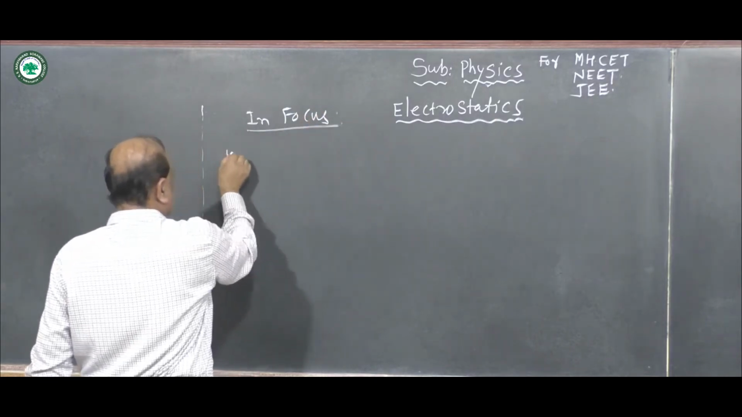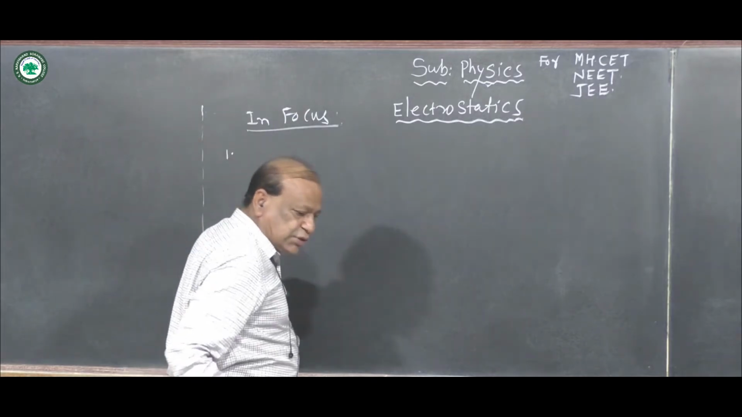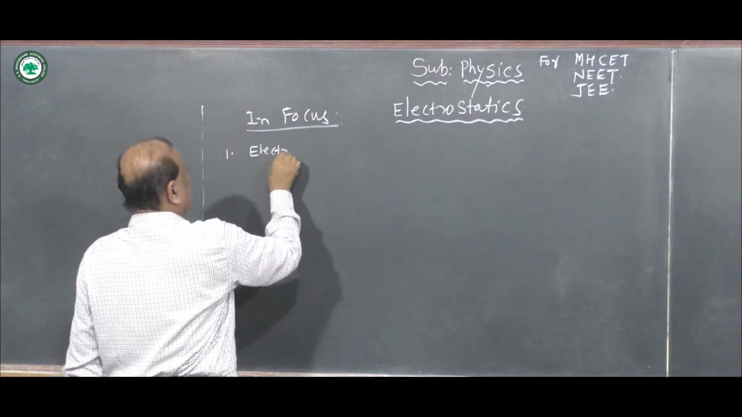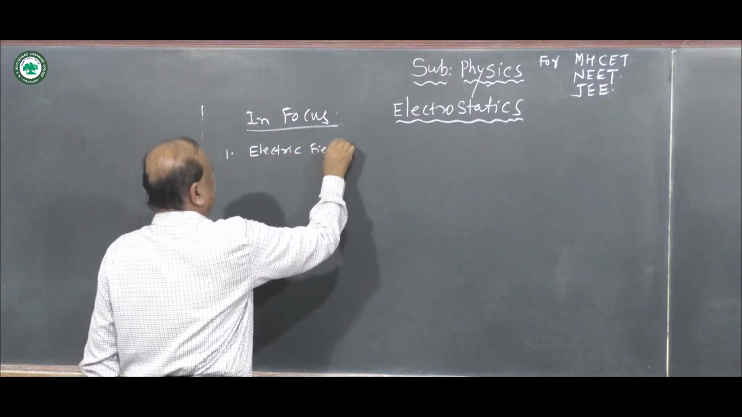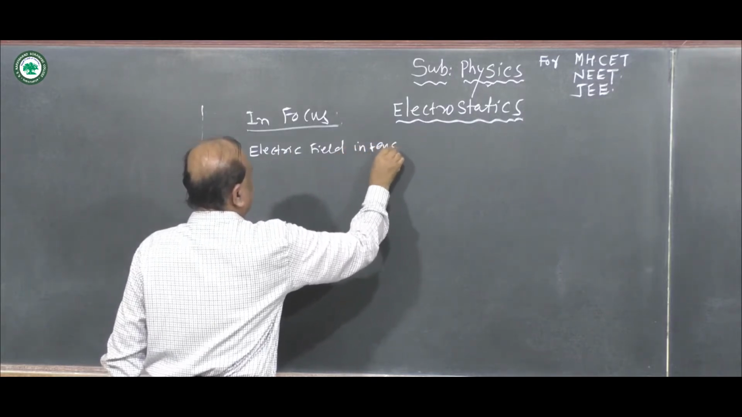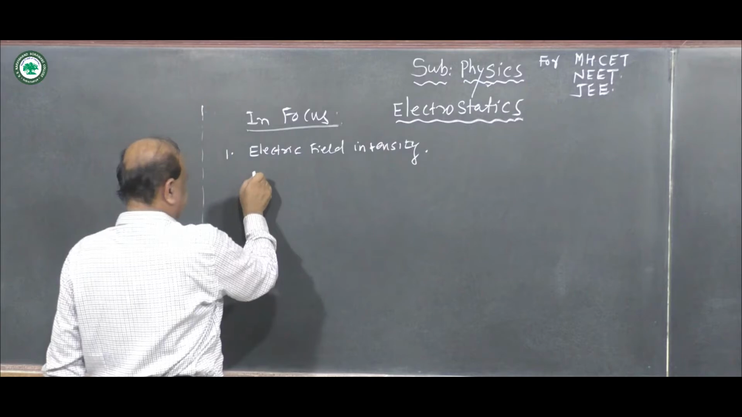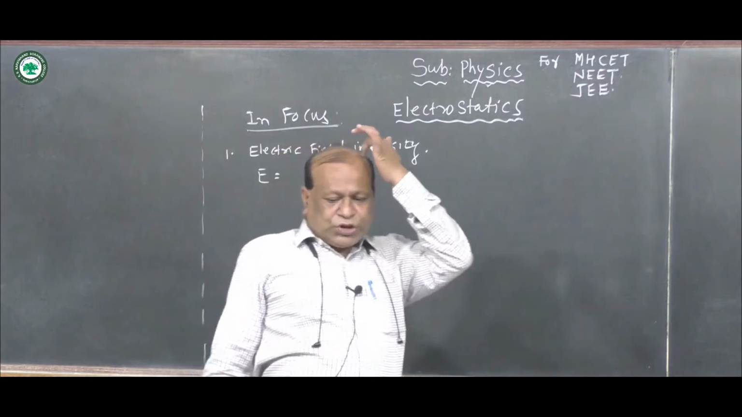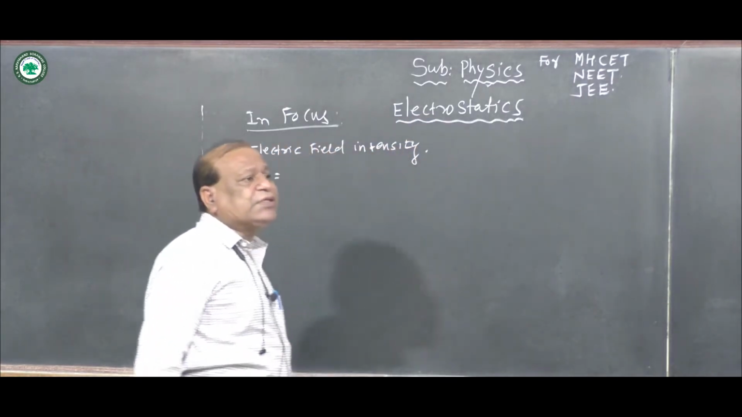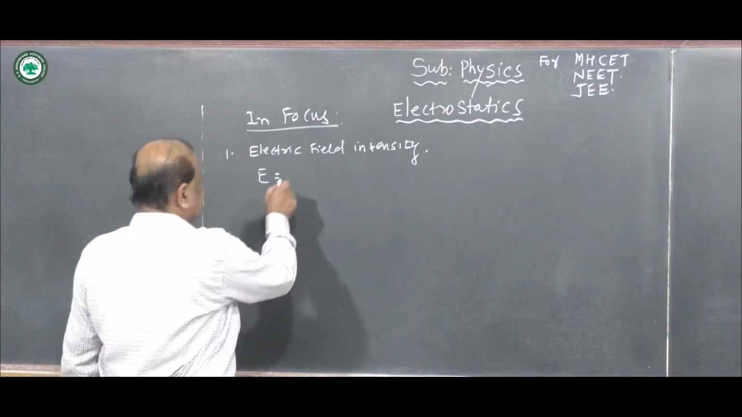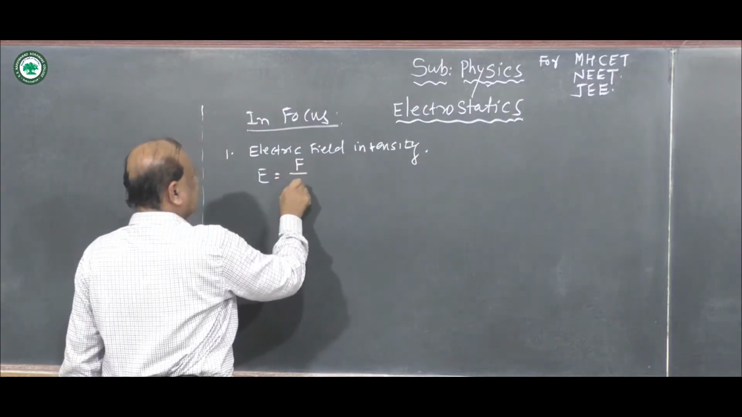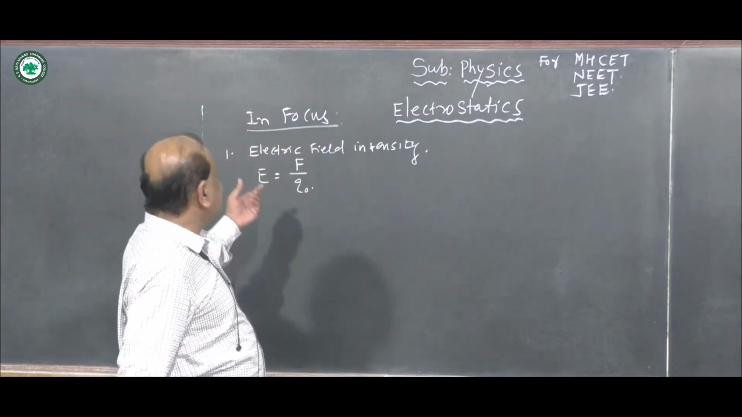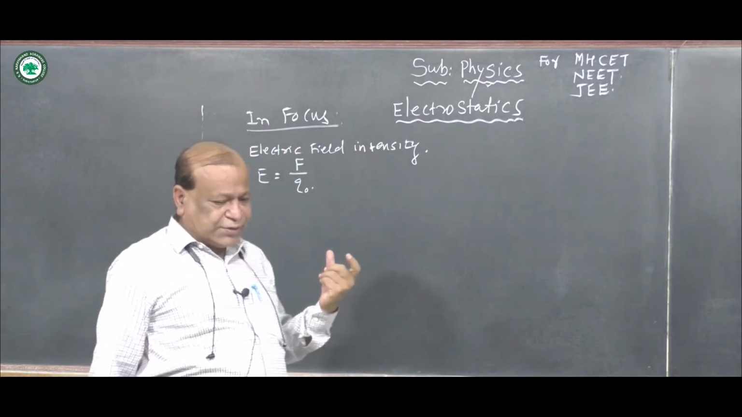First we studied electric field intensity. Electric field intensity E is the force experienced per unit charge, that is E is equal to F divided by Q0, where Q0 is the test charge. This is the definition of electric field intensity.